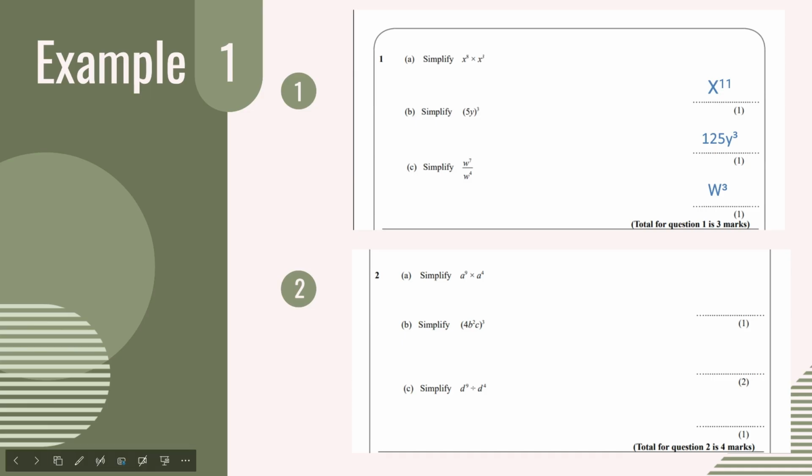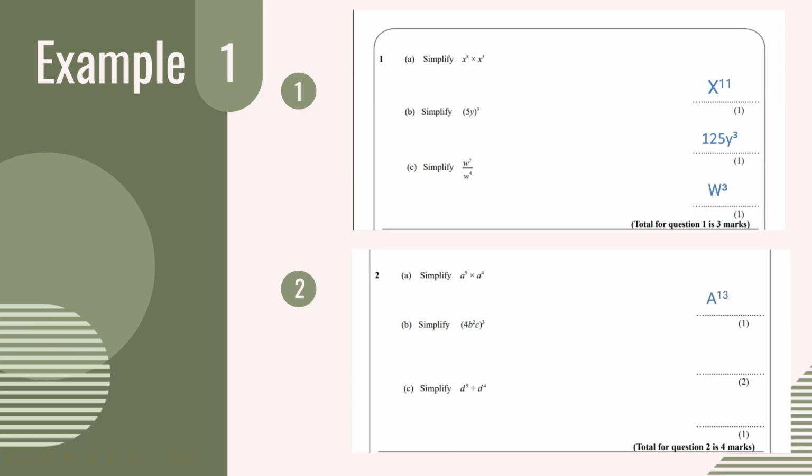On question 2a, it asks us to simplify a to the power of 9 times a to the power of 4. As the base letter of a is the same, we use addition. 9 plus 4 equals 13, giving us a to the power of 13.